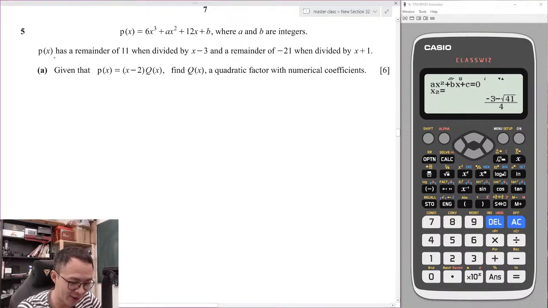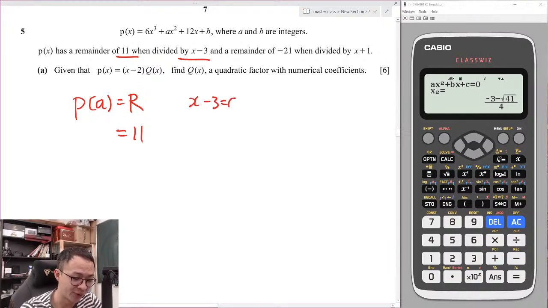Alright, so number 5, remainder theorem and factor theorem. The question tells you that p(x) has a remainder of 11. So we will use the formula f(a) equals r. But in this case, you are no longer using function f, they use the function p. So I will say p(a) equals r. r is the remainder value, which is 11. And a will be the divisor. Here, you need to make it equal to 0, so x is equal to 3, right? So therefore, p(3) equals 11.